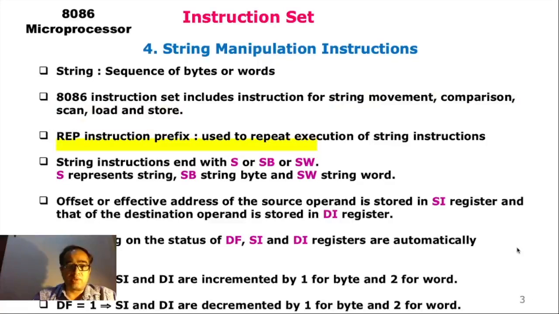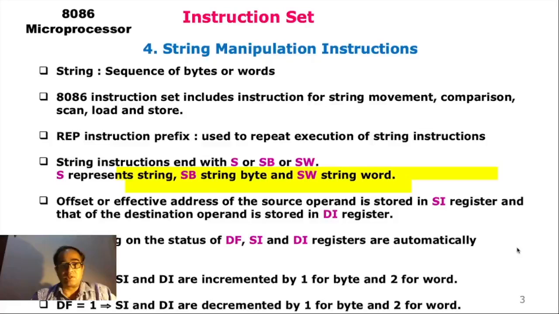The REP instruction is used to repeat the execution of the string instructions. The string instructions mostly end with S or SB or SW, where S represents the string, SB represents byte, and SW represents the word. The offset or the effective address of the source operand is stored in SI, and that of the destination operand is stored in DI.